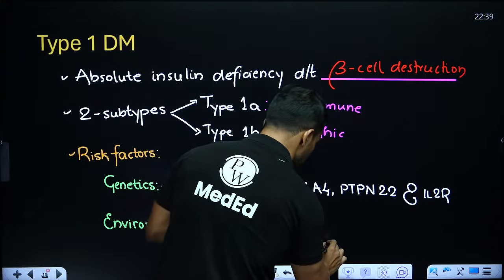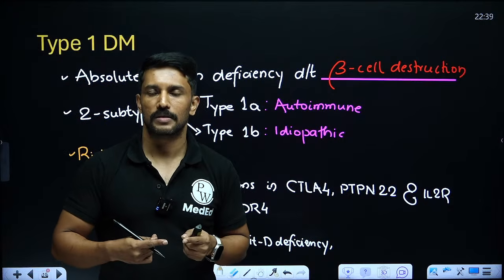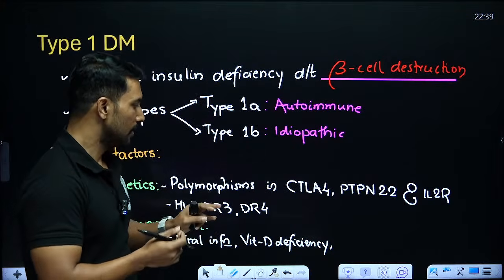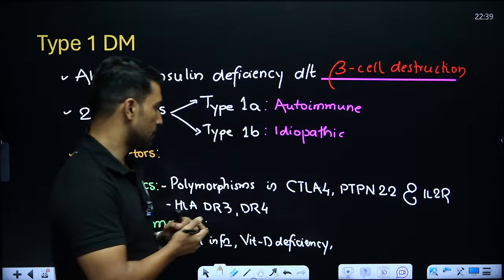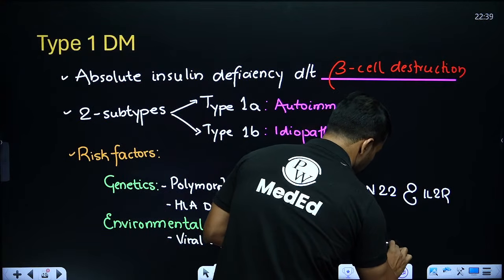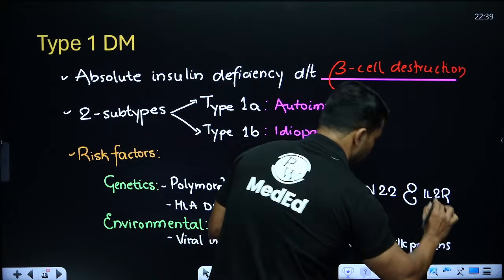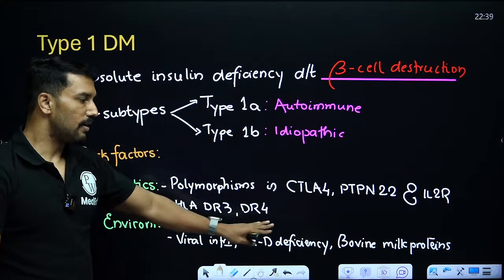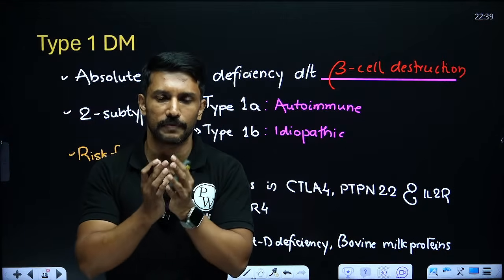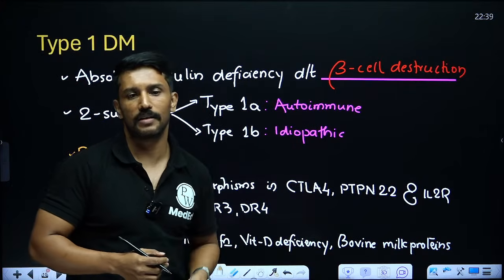One of the INI-CET MCQs was based on the next point that I'm going to tell you. Consumption of bovine milk proteins in early life, that is your newborn period and the pediatric age group, increases your risk of developing type 1 diabetes mellitus. Means cow milk, bovine milk proteins, and a lot of environmental toxins. These are all the environmental risk factors. So when the genetics and the environmental risk factors come together, it triggers autoimmunity. Antibodies are produced. Those antibodies start causing the beta cell destruction.